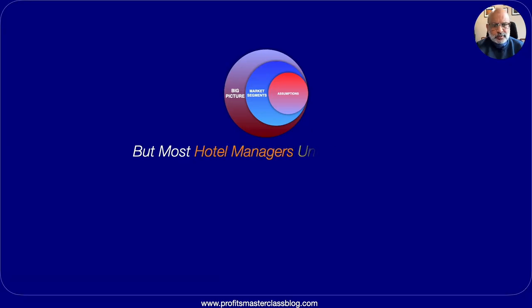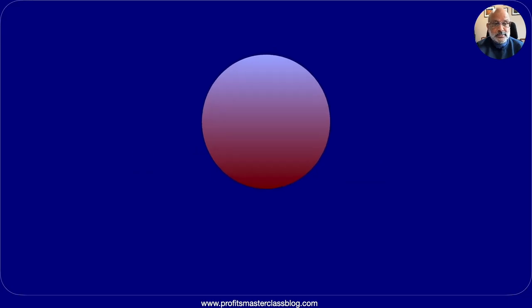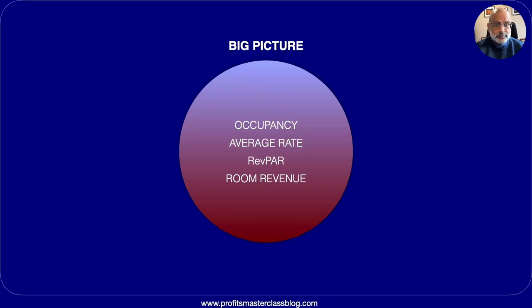The budgeting process itself needs a focused approach, but most hotel managers do not pay attention to this foundational step. There is a saying: don't miss the forest for the trees. You need to step back and take a big picture overview of what you want to achieve for your budget in terms of these hotel KPIs.